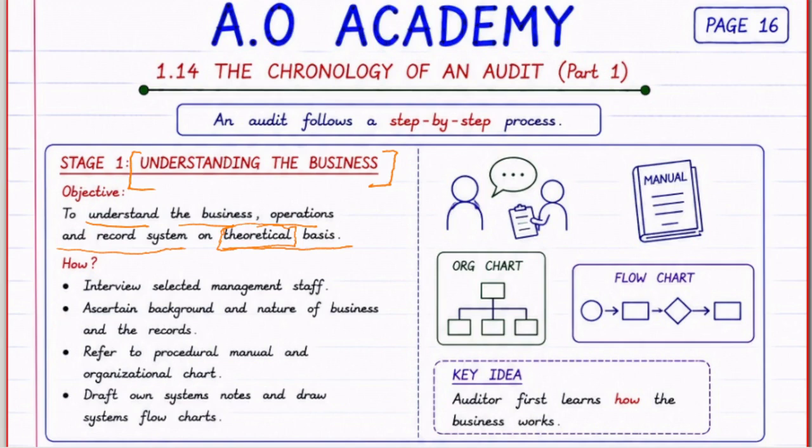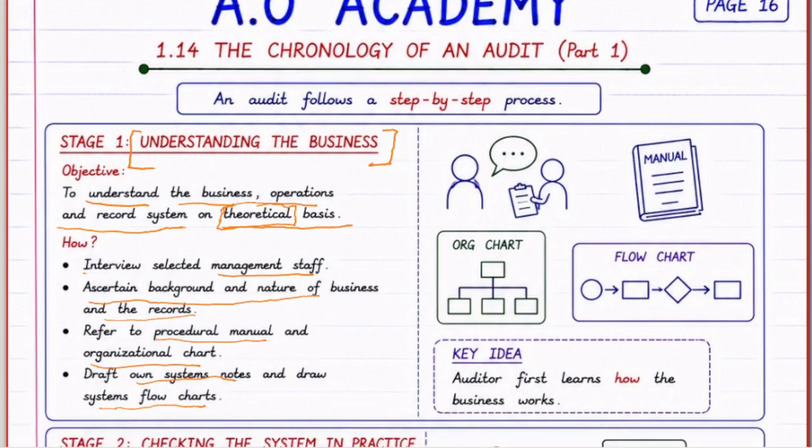And how is this stage being achieved? Through interview of selected management staff: ascertain background and nature of business and the records, refer to procedural manual and organizational charts, draft own system notes and draw system flow chart.